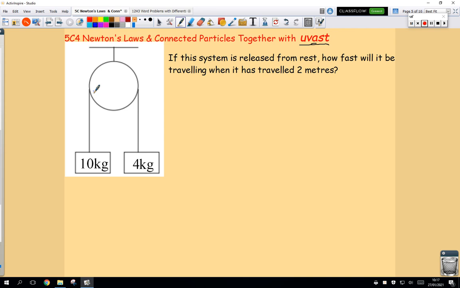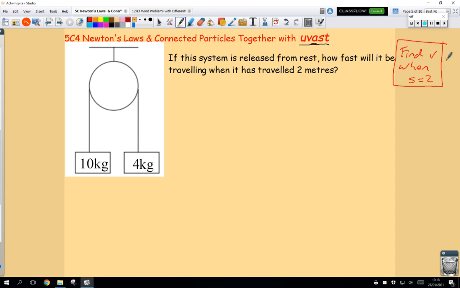As we release this, it's fairly obvious what's going to happen. I release it from rest. The 10 kilogram will outweigh the 4 kilogram, so the 10 kilogram will go down and the 4 kilogram will go up. I want to investigate how fast it will be traveling when it has traveled 2 meters. In terms of my notation, what they're asking me is to find the velocity when the displacement is 2. That's what I'm being asked.